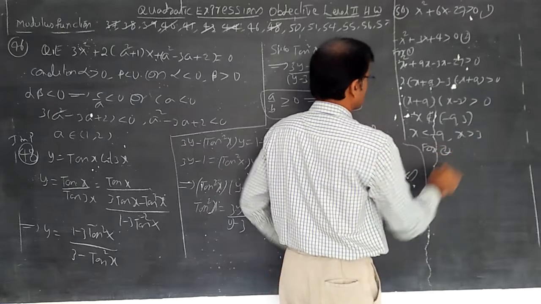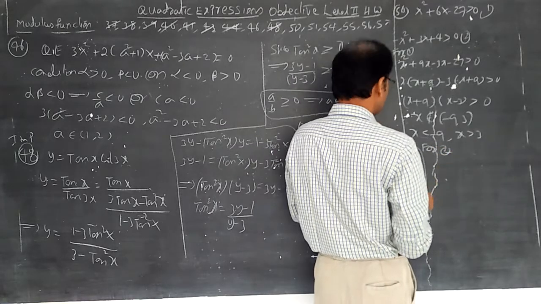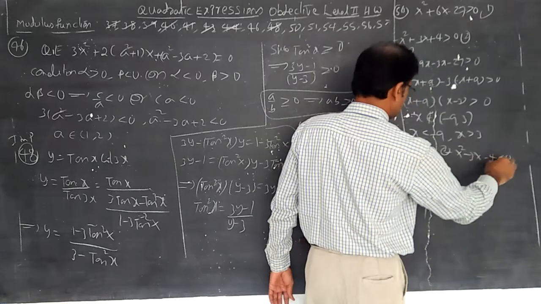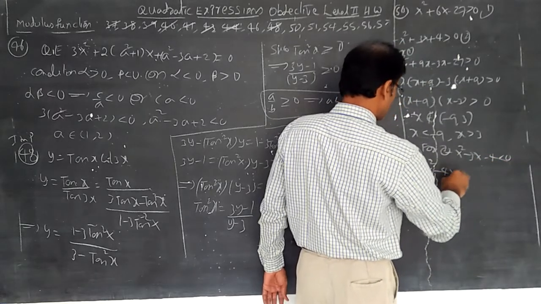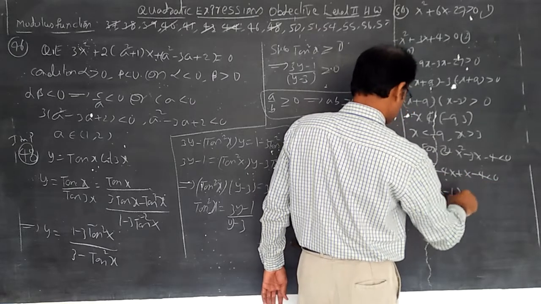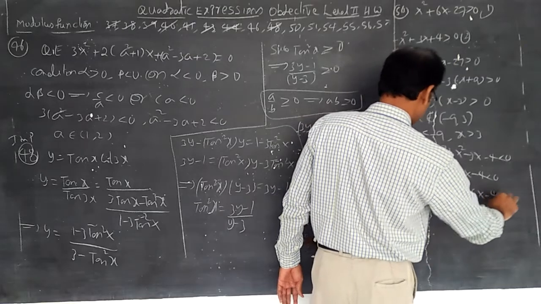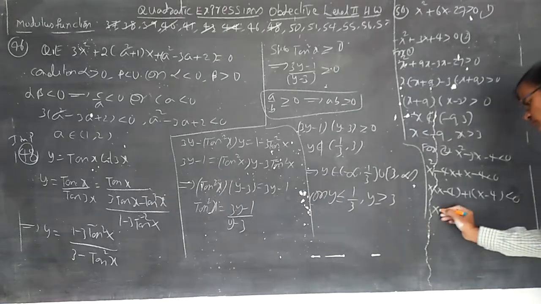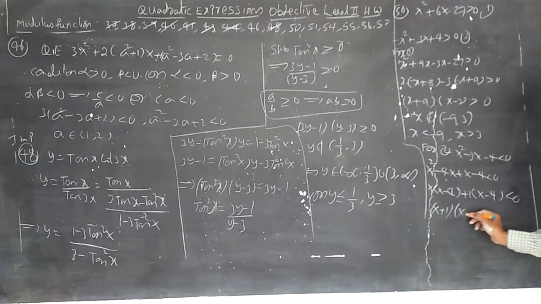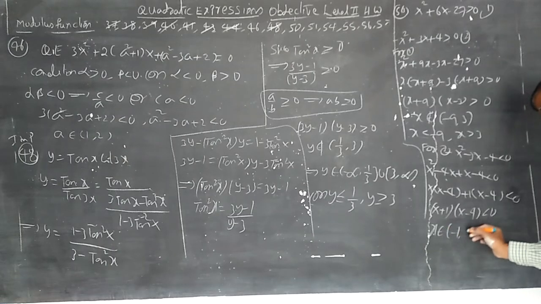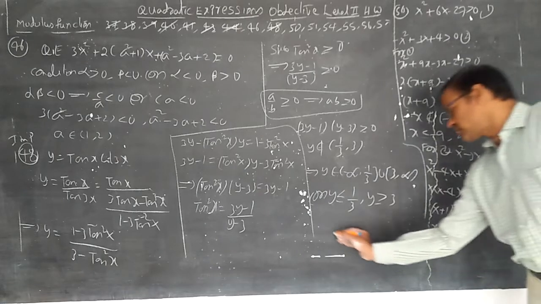For the second inequality we can write x square minus 3x minus 4 less than 0. x square minus 4x plus x minus 4 less than 0. x taken common, (x minus 4), plus 1 taken common, (x minus 4) less than 0. So (x plus 1) into (x minus 4) less than 0. x belongs to the open interval minus 1 comma 4. We should calculate the common domain.